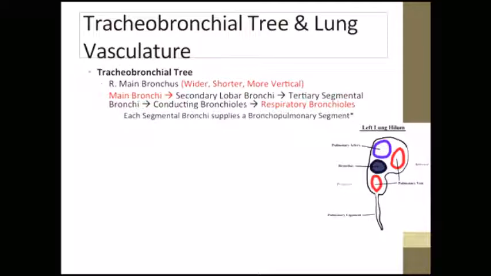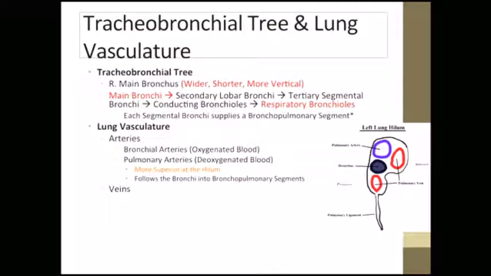So there are many bronchopulmonary segments in your lung, of which you do not need to know the names, because frankly, only your surgeons would know these names. Lung vasculature-wise, so your arteries and your veins. You have your bronchial arteries, which carry oxygenated blood, and pulmonary arteries, which carry deoxygenated blood. So remember that the pulmonary arteries do not carry oxygenated blood. They carry deoxygenated blood from the right heart.